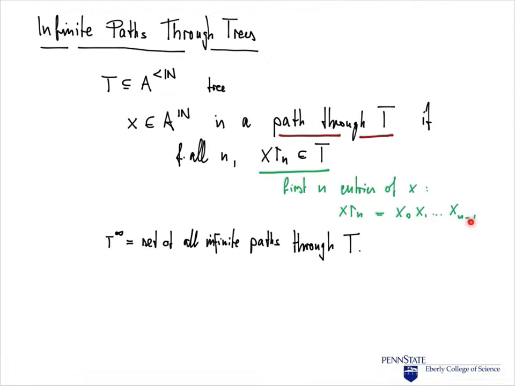Note that an infinite path is always an infinite sequence, whereas a tree is always a set of finite sequences. So there's a difference of type here. Paths are infinite sequences, trees are sets of finite sequences. Now we use T^∞ to denote the set of all infinite paths through T.